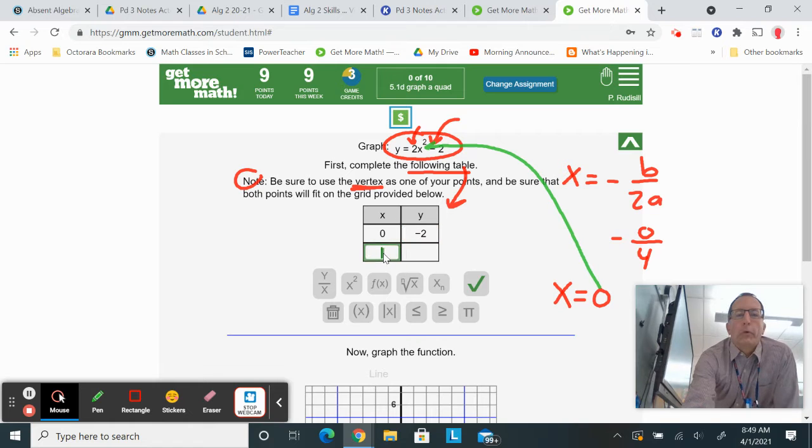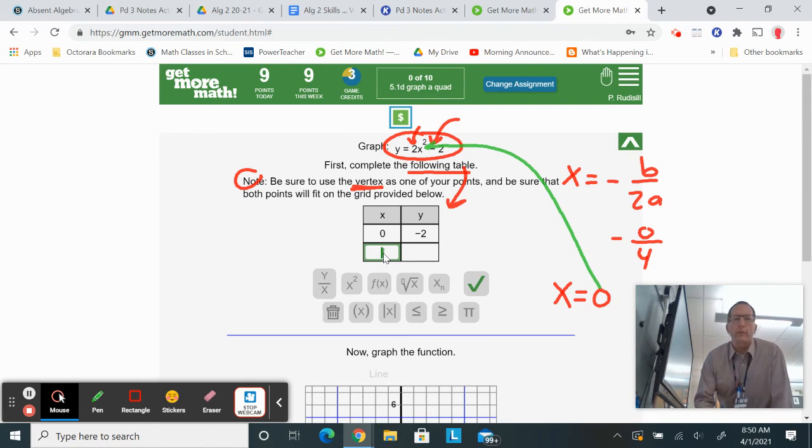Now I need one more ordered pair. And the best one to use other than the vertex is the y-intercept. But in this example, the vertex is also the y-intercept, so I need to have another point. I can't use the same two points. You can't graph anything with just one point. So I need another point.